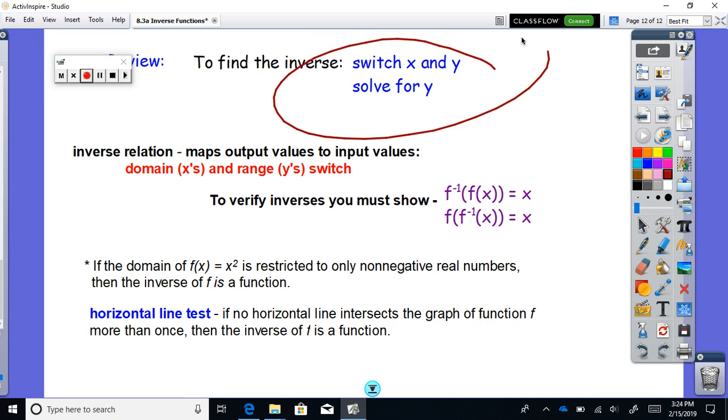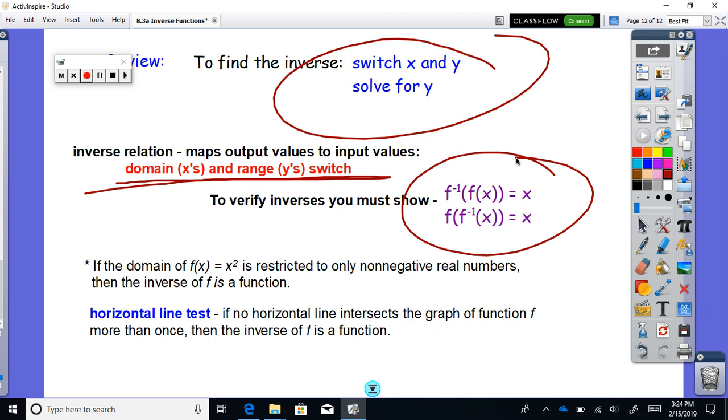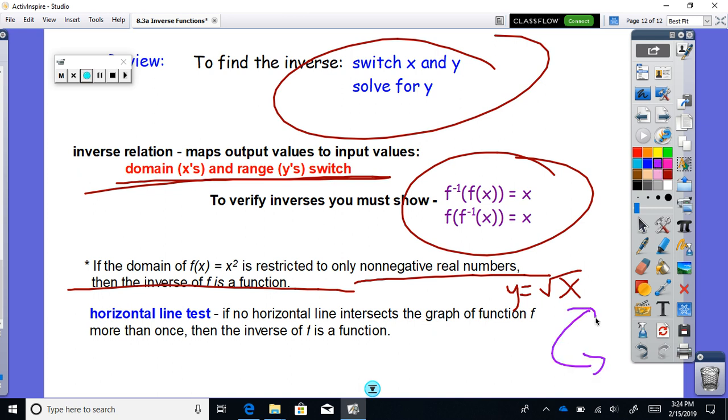To find the inverse, switch x and y, solve for y. Remember that the domain and range then switch. To verify it, that's where you have to prove that when you do the composition of both back and forth, they both equal x. If the domain of the function y equals x squared is restricted to only non-negative real numbers, then it is a function, because the inverse of y equals x squared is y equals the square root of x. So if you restrict the domain, because this one looks like this, but if you only take half of it, now it is a function because it'll pass the vertical line test.